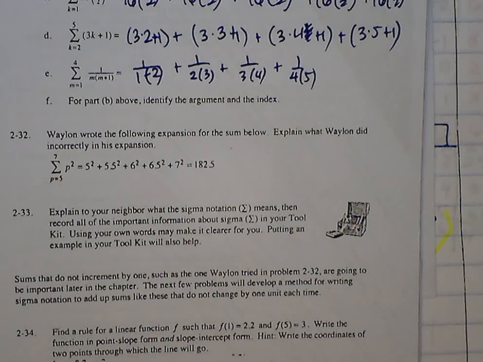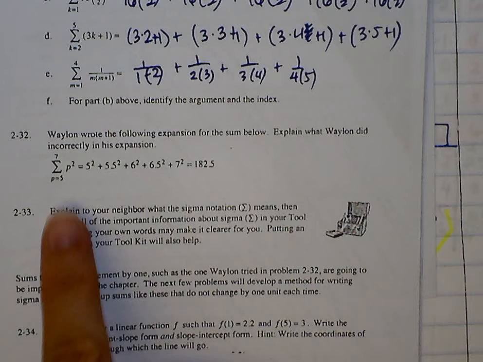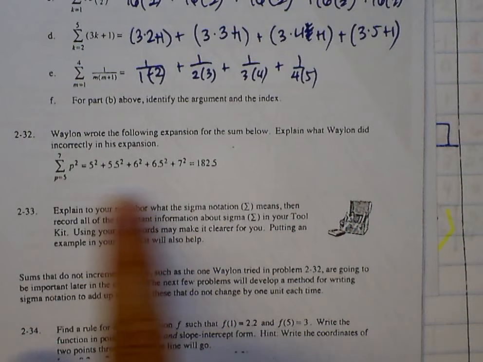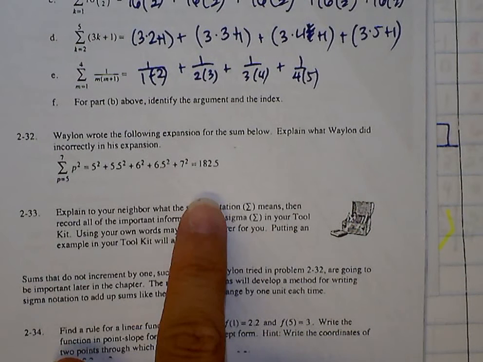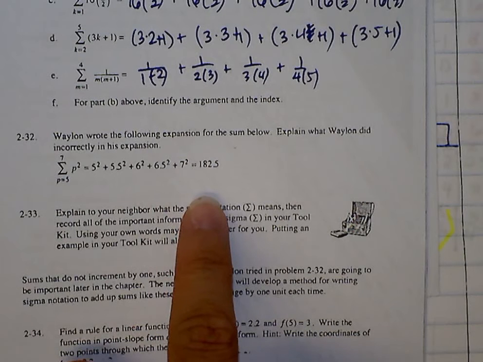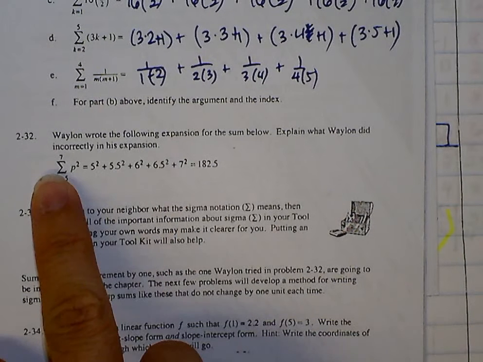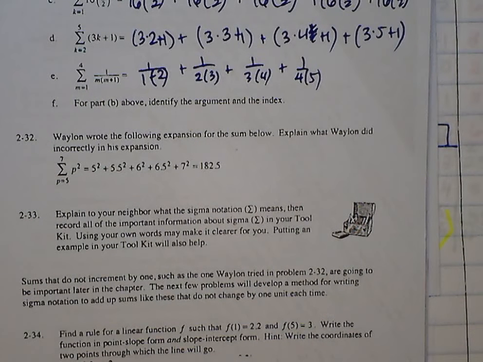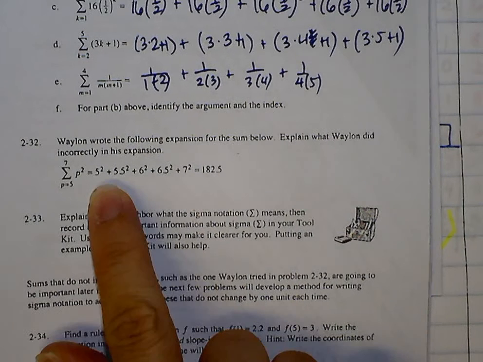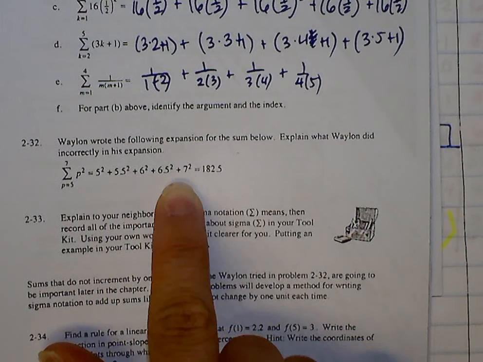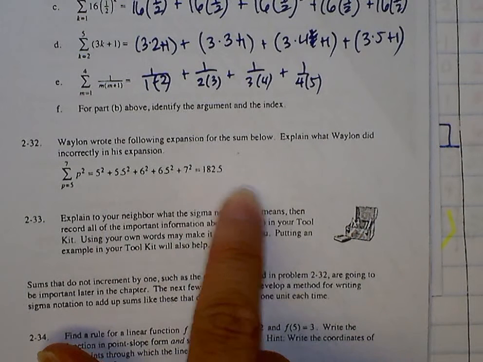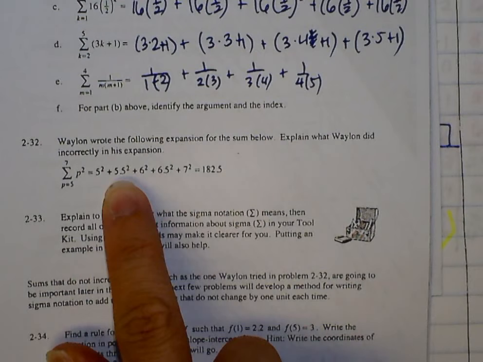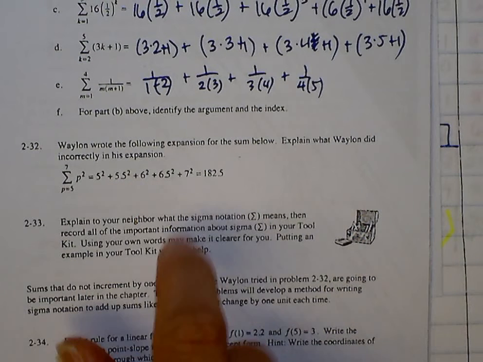Okay, I want you guys to look at number 32. Waylon wrote this expansion and he did something wrong. I want you guys to quietly think about what he did wrong here. Raise your hand if you have an idea. Chante? It's because he's going by decimals. Can we do that? No, we have to grow by what? Integers only.